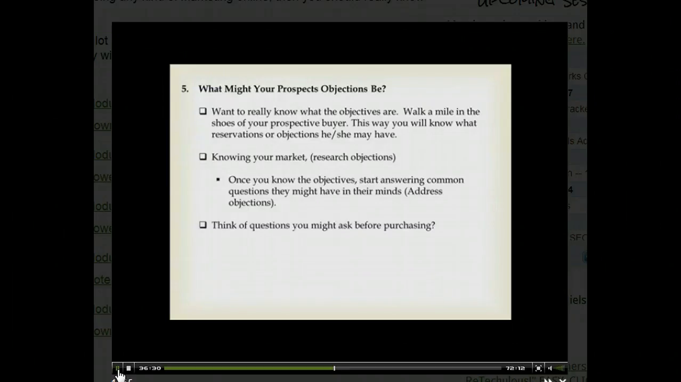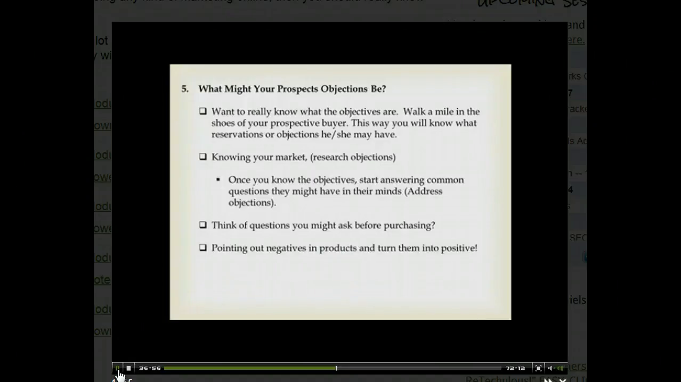Think of questions you might ask before purchasing. If you've purchased related products, something like what you are trying to sell at this time, think of questions that you might have. Think of questions you had when you were new, when you were just starting out buying products. Those are the kind of questions your target market is probably asking themselves, and you need to know what they are.